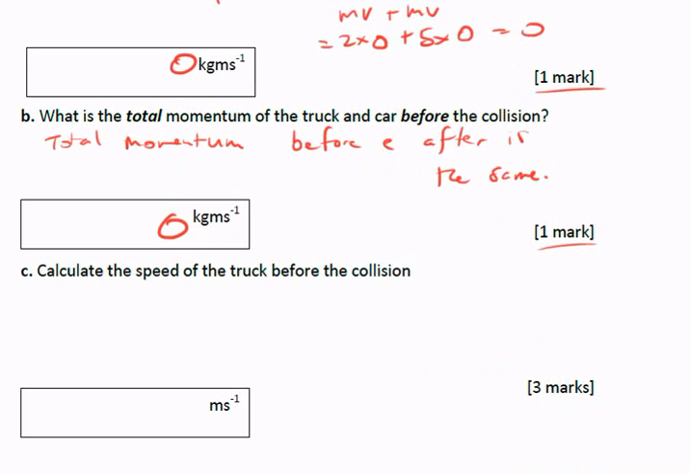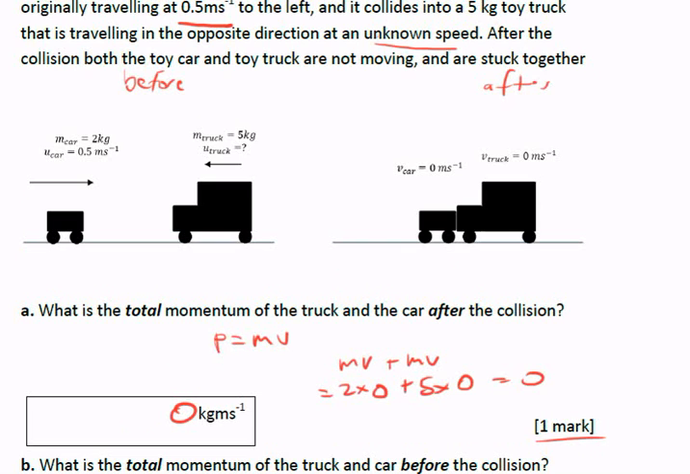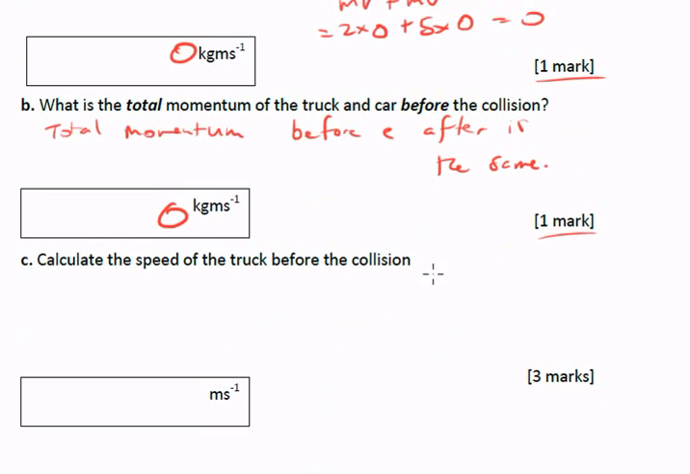Calculate the speed of the truck before the collision. This is the hard one for 3 marks. So now we've got to calculate that speed. We're going to use the momentum. So we know the momentum before the collision equals 0, and that's made up of the momentum of the car plus the momentum of the truck.